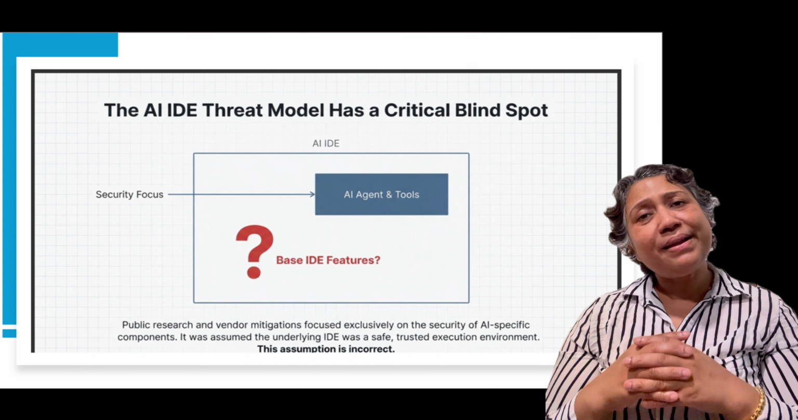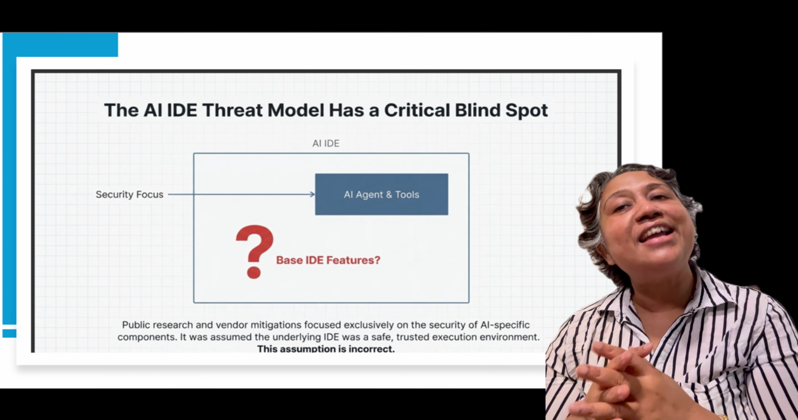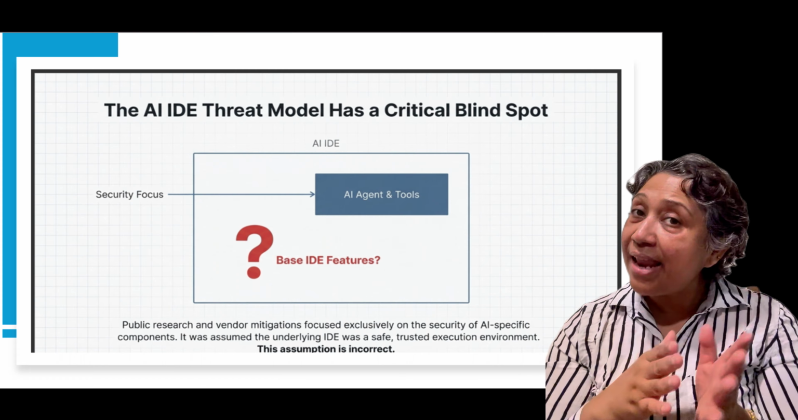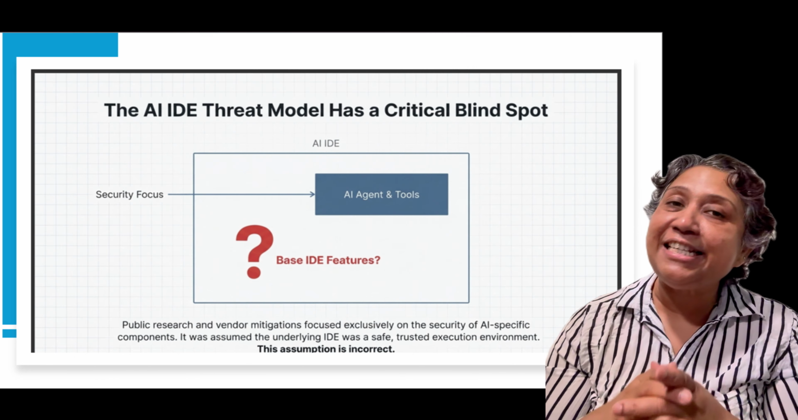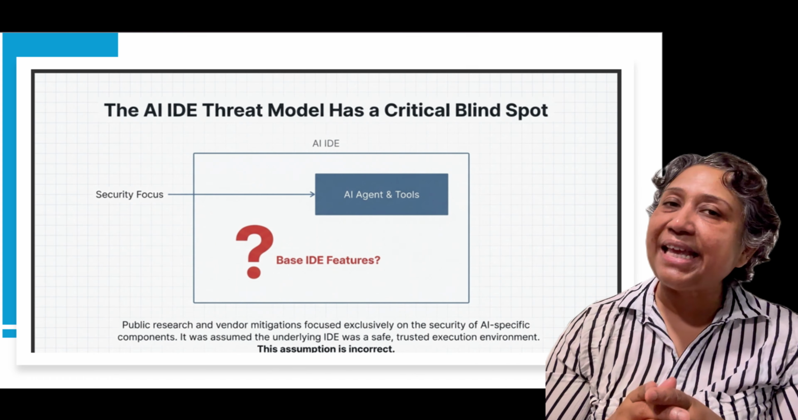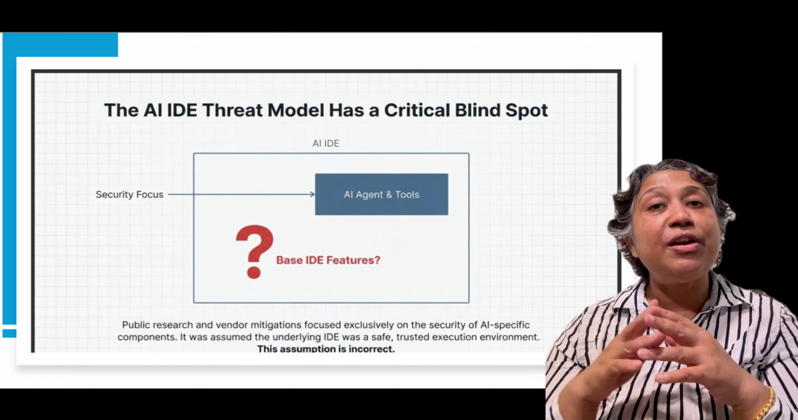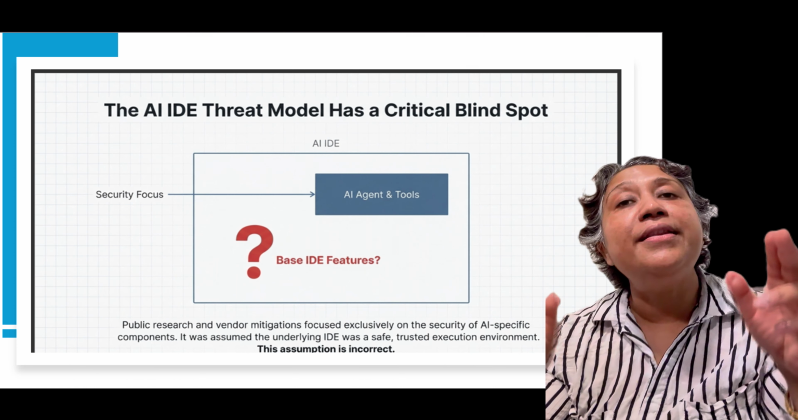This slide might depict this as an expanded threat model diagram. Previously, we had AI and tools. Now we add the base IDE to the chain. For example, a note might say, base IDE features should be an integral part of the threat model now.